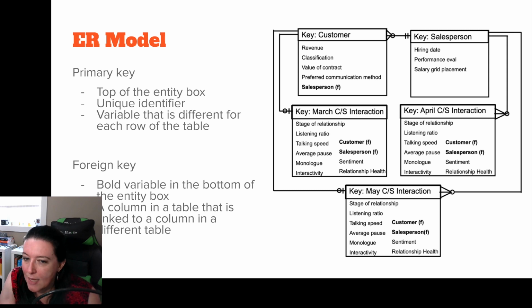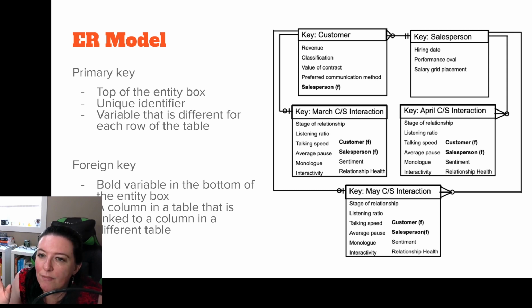And so you can see in our entity box, we have our primary key of the customer, we have information about the customer. These are the different fields or variables. And then we have a salesperson attached to that customer. You can see that that salesperson variable is in bold. That's because it's a foreign key. It is linked to another table. So we have a link here between our customer table and our salesperson table. And the bold tells us that in this table, each customer has a salesperson, and that ties it to the salesperson table.